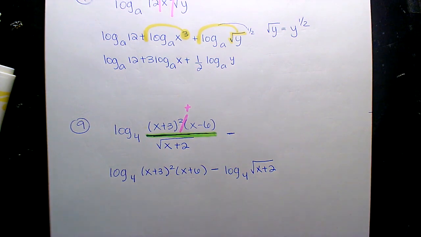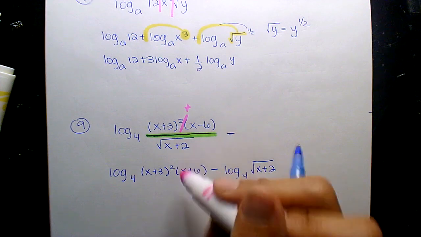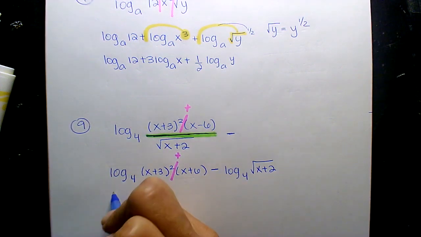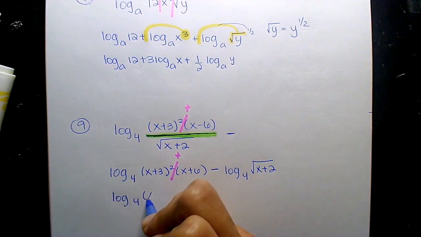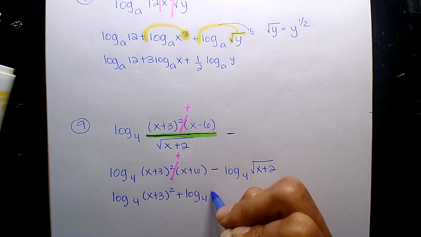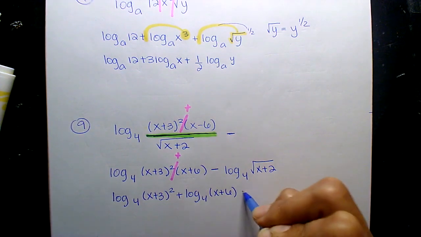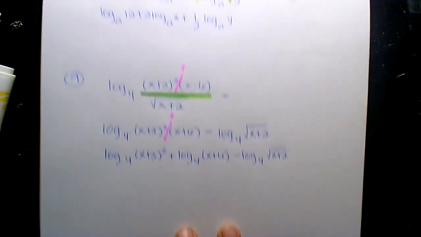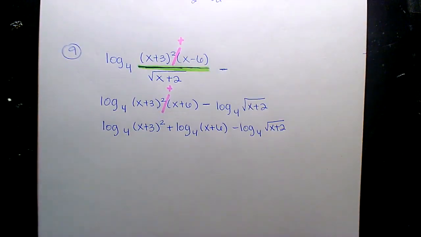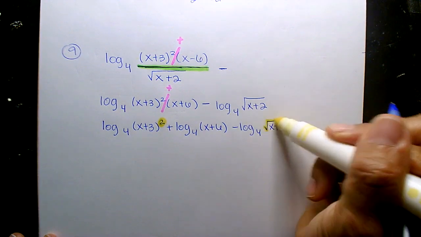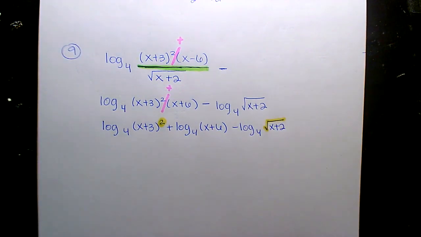All right, so then if I go with the addition next, I'll break this up to a positive. I'll just do one at a time. Log 4 of x plus 3 squared, plus log 4 of x plus 6, minus log 4 of x plus 2. Okay, so there's that. And so now your only thing is you have your powers. There's not one there, and you have this one. You have your powers, and then you guys are done.